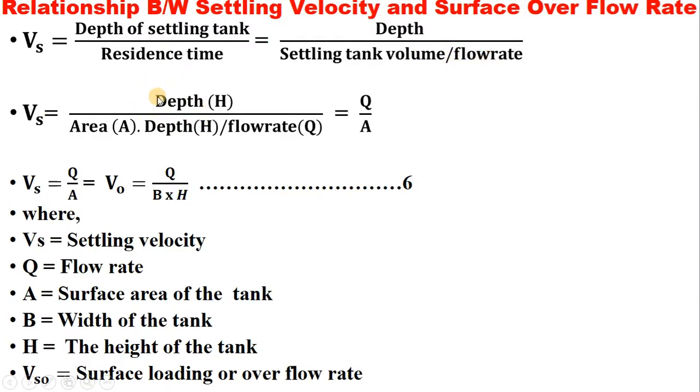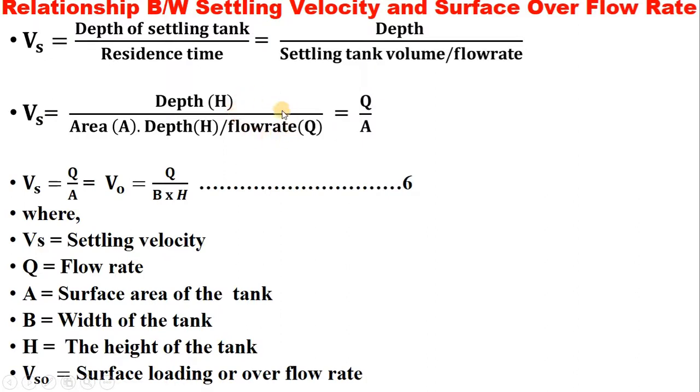So when we write it out the way it should be, we have Vs, the settling velocity, equal to depth, which is h or height, all over area times depth divided by flow rate. Area, or surface area, multiplied by depth is the same thing as the volume of the tank. That is why here we put it as area multiplied by depth divided by the flow rate. So the depth will cancel out, and we only have 1 all over surface area divided by the flow rate.